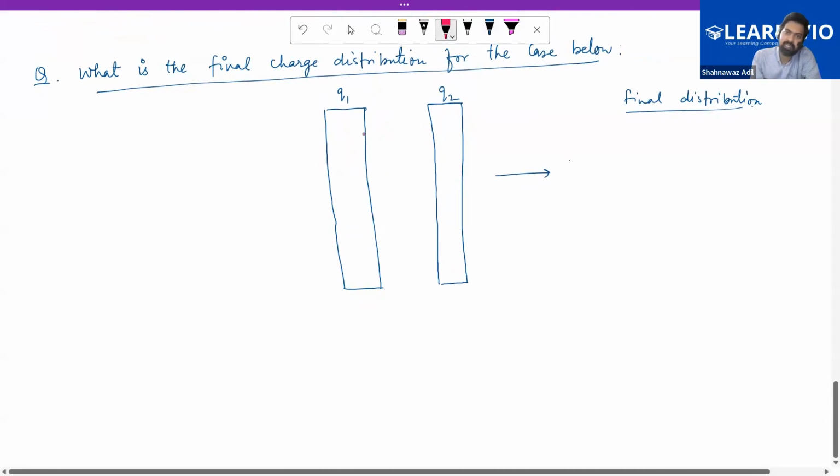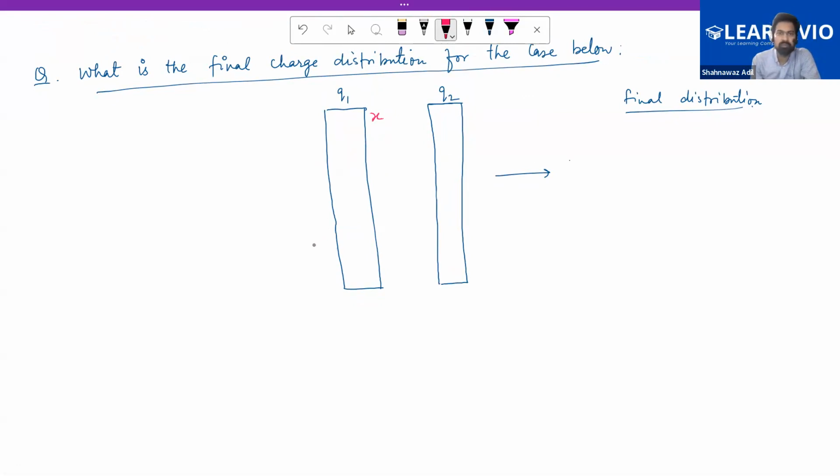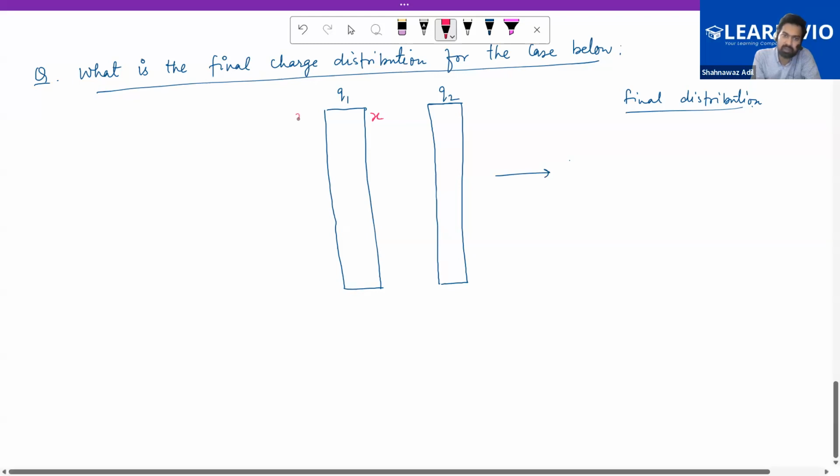Let's suppose that I take the charge at this point as x. So what would be the charge at this side? I'm not talking about positive or negative. What would be the charge on this side? Negative x. Total is Q1. We have just talked about this. Q1 minus x, right?